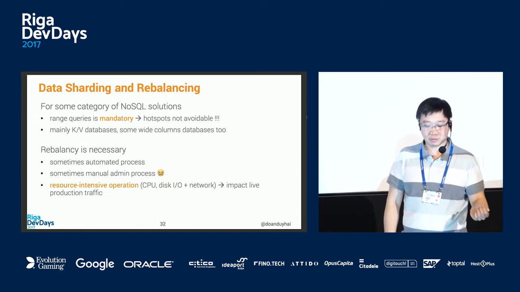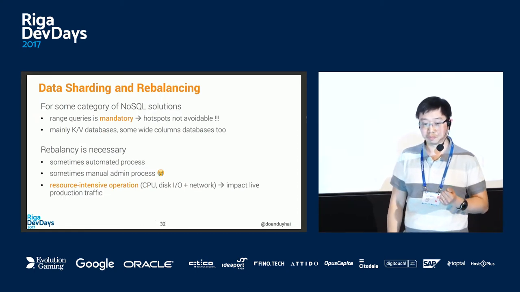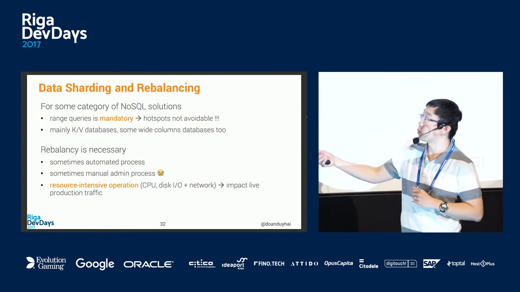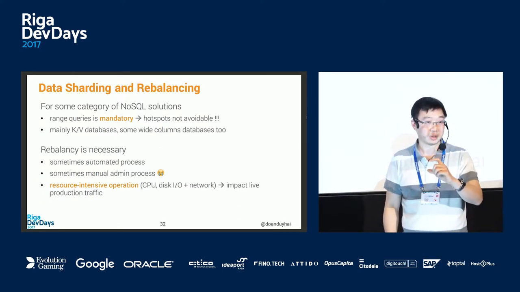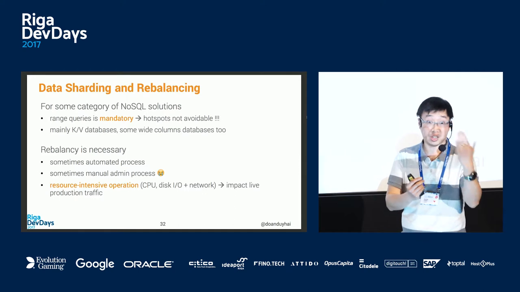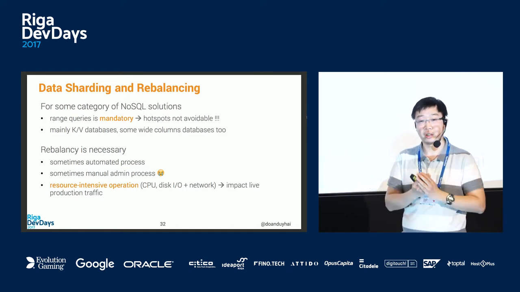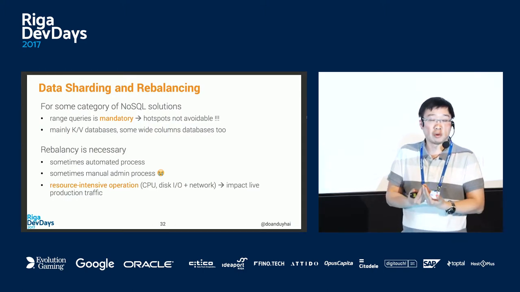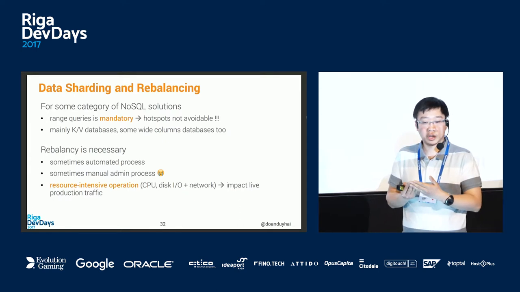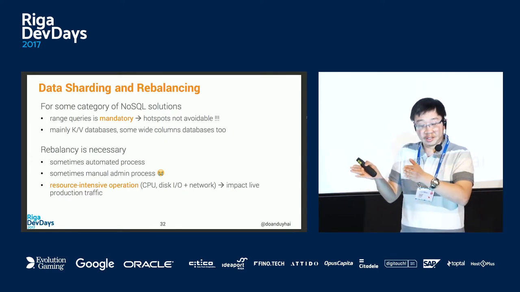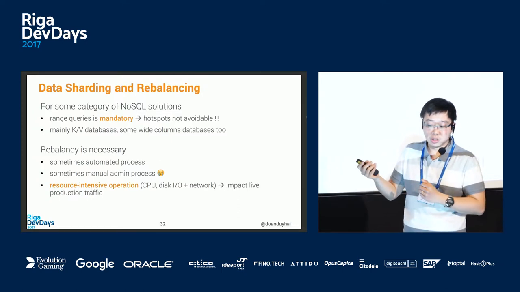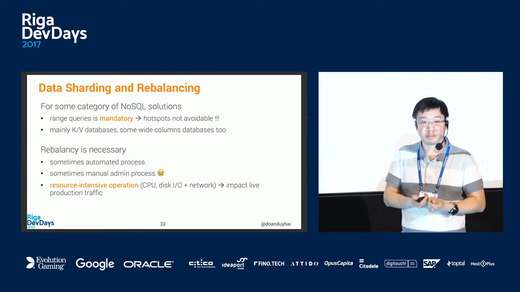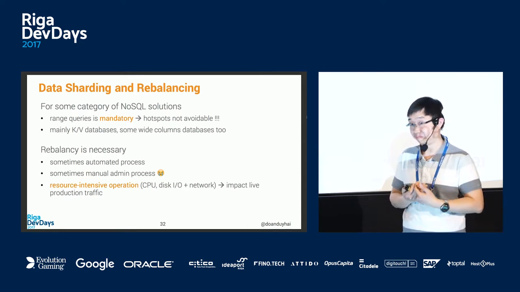Now imagine that for some category of NoSQL solution, range query is mandatory. Especially, for example, key-value databases. Because in the case of a key-value database, the structure is very simple. I have a key, I have a value. So I can ask, give me the value if I give you a key. But it is too simple. So sometimes they extend the feature to say, this is a range of keys, give me all the possible values. So in this case, they need ordering. But if you introduce ordering in your sharding, you will have hotspots. Remember.